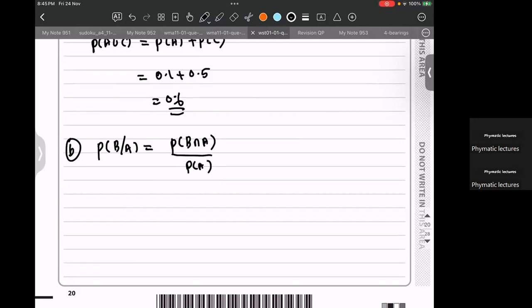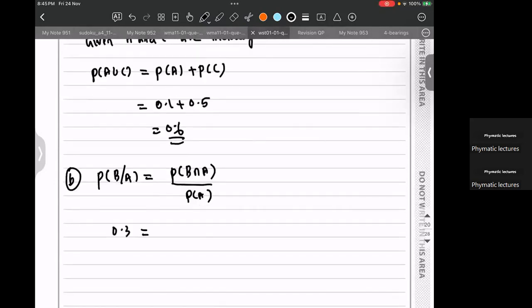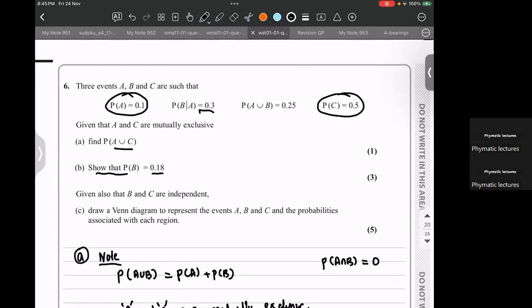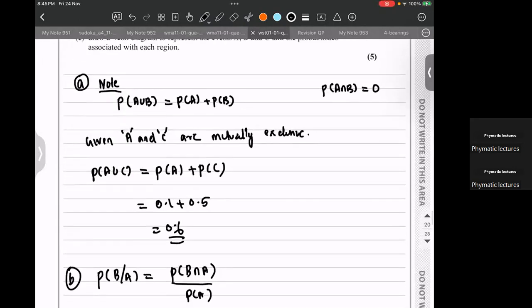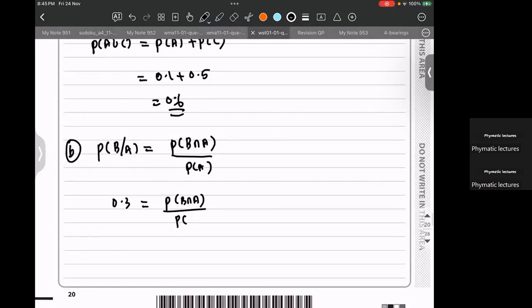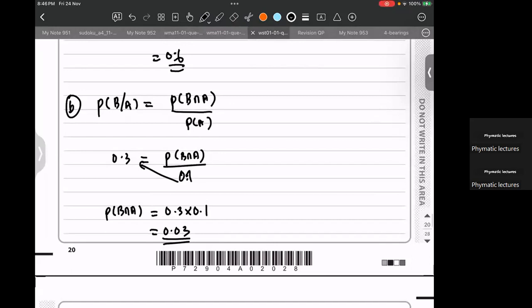So what is probability of B given A? B given A is 0.3. So 0.3 is probability of B intersection A divided by probability of A. Probability of A is 0.1. So cross multiply. So probability of B intersection A is 0.3 times 0.1. So that is 0.03.